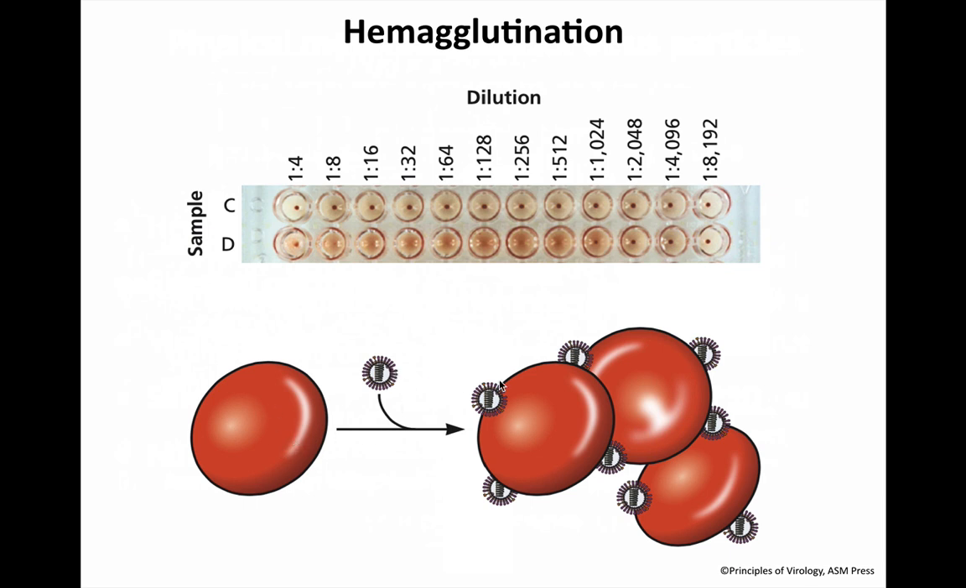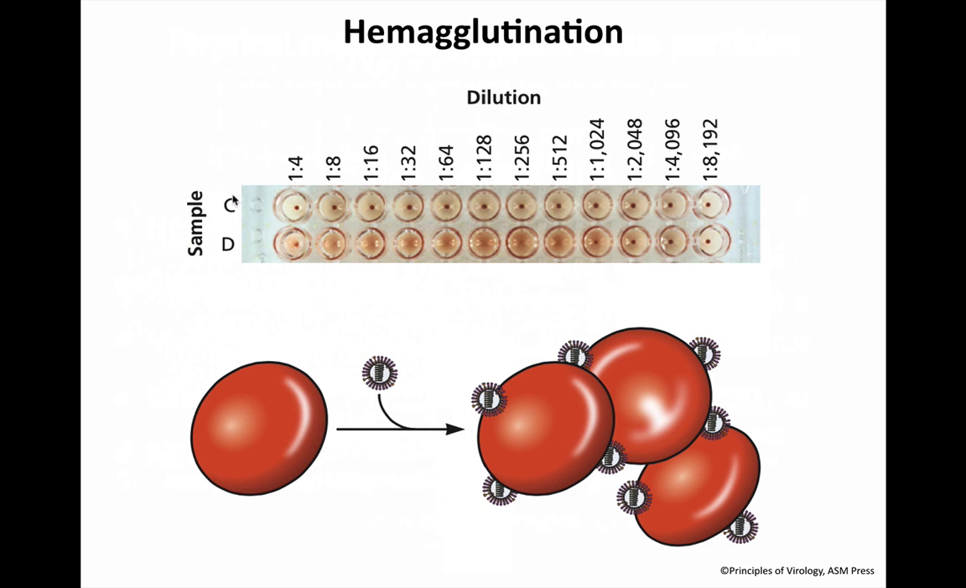The virus does not replicate in red blood cells, but we're simply using them to measure the number of particles. If virus is present, the virus will bind to red blood cells, and then the red blood cells will stick to one another by virtue of the viruses bound to each other. So you get this lattice that's formed, and that's the basis for the assay. So let's see how it works.